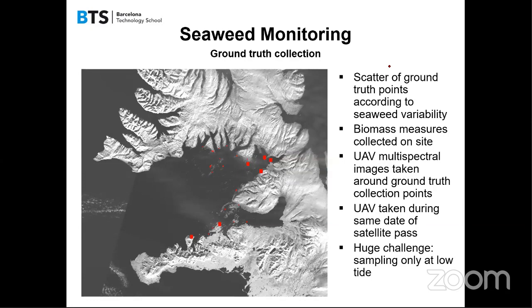we actually worked with the Marine Research Institute in order to get a good variability on the types of distribution of both species in all the sampling points. And we had a lot of biomass measures collected at each site and GPS locations of different types of seaweed. And we also made sure that when we were flying drones, we were flying them at the same time that the satellites were passing by. So we actually had a good idea of what the status was that day for that type of seaweed. And the challenge was huge in terms of the tide.